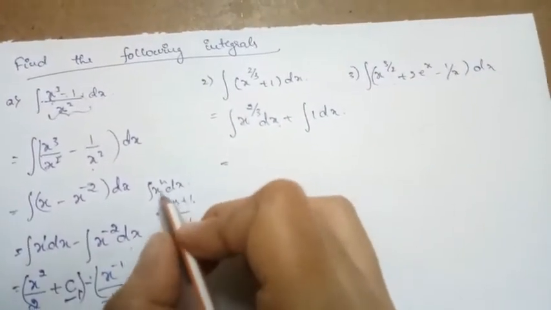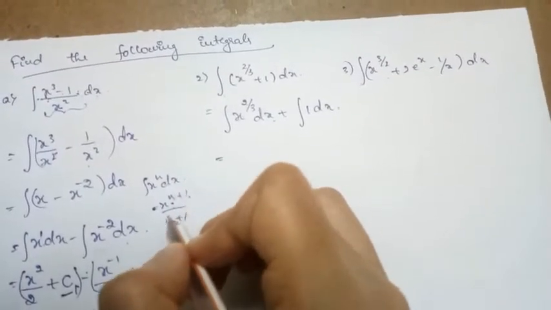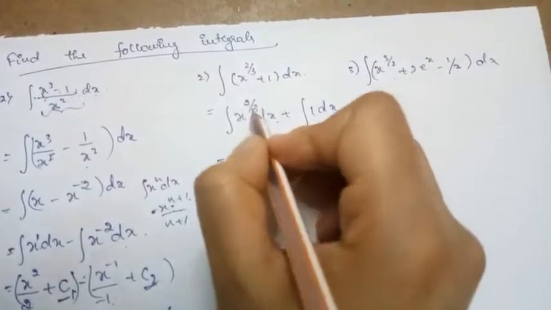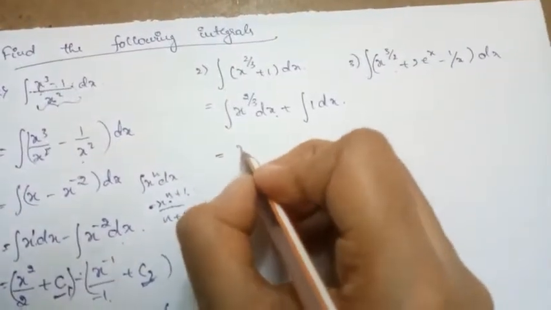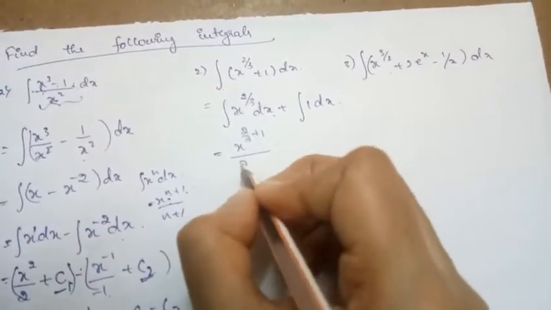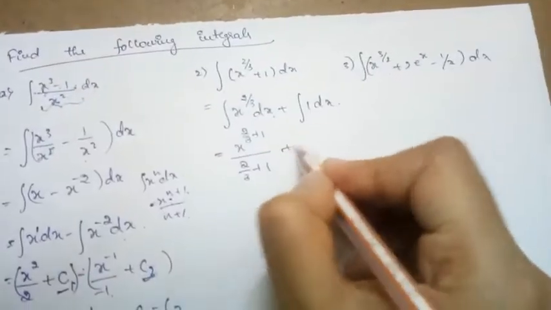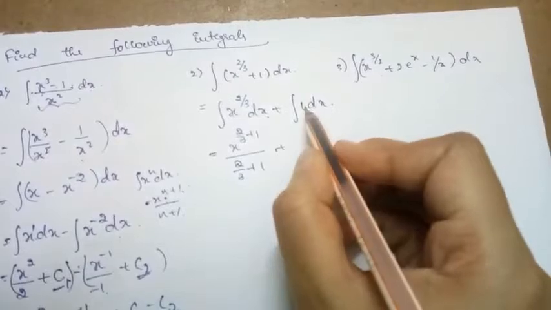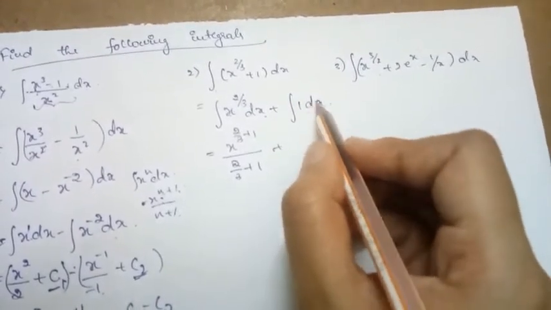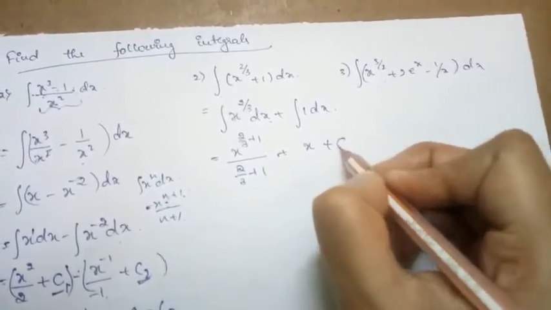So what happens, integration of x power n dx is equal to x to the power n plus 1 divided by n plus 1. In place of n we are having 2 by 3. So x to the power 2 by 3 plus 1 divided by 2 by 3 plus 1, plus integration of 1 dx. Integration of 1 dx is nothing but integration of dx, which is x itself plus c.